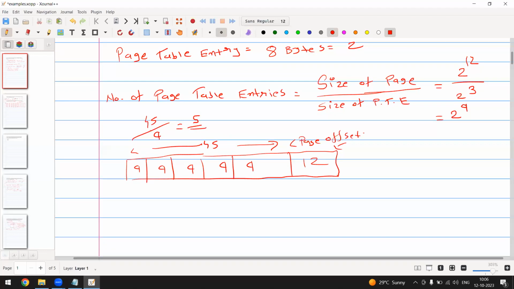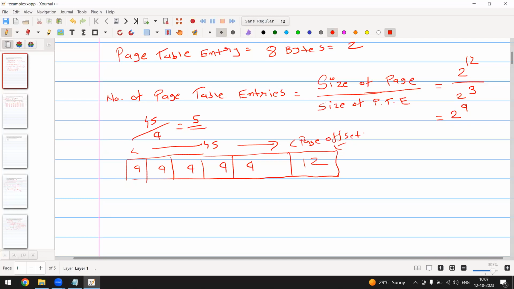So from the first level, you get 2 raised to 9 entries. Then each of the 2 raised to 9 entries points to other 2 raised to 9 entries in the second level. Then the second level points to 2 raised to 9 entries of the third page table. Like that, 2 raised to 9 into 2 raised to 9 into 2 raised to 9, 5 times. If you multiply, it will be equal to 2 raised to 45. That means your 45 bit address.